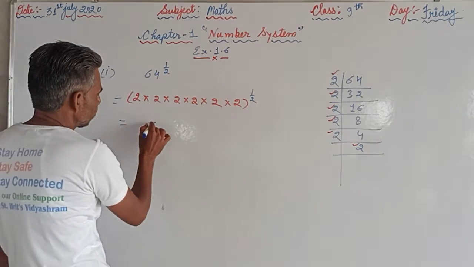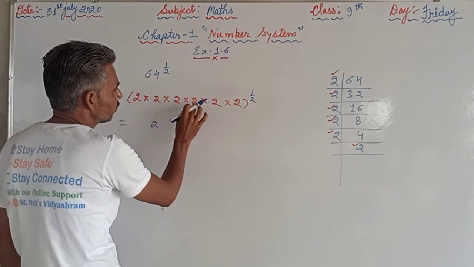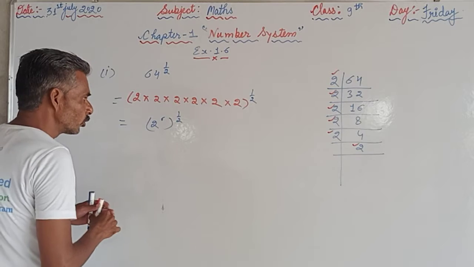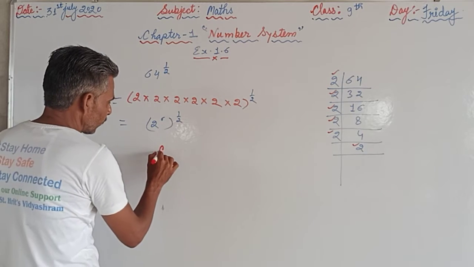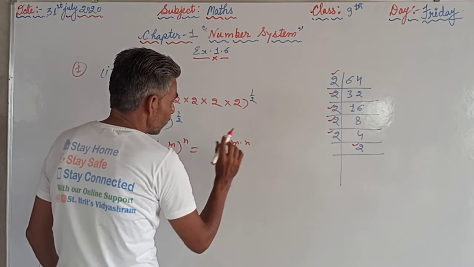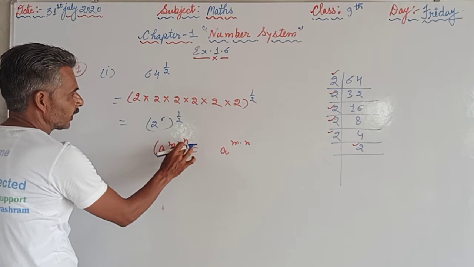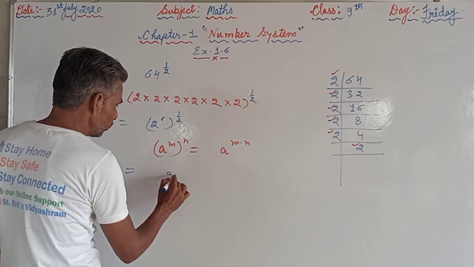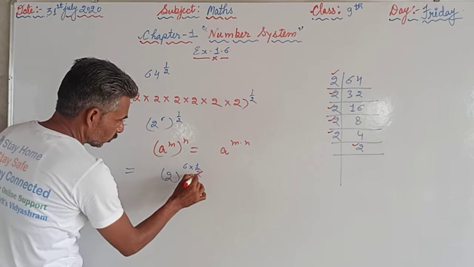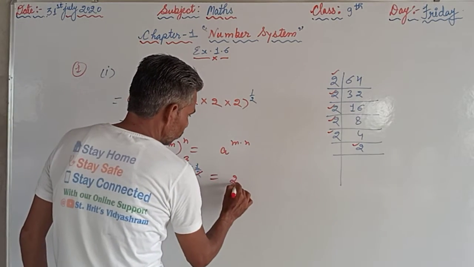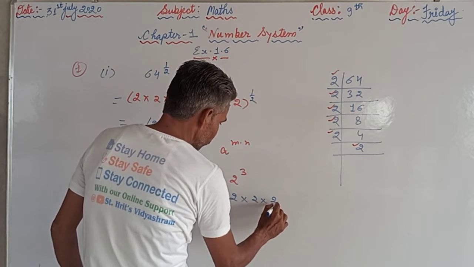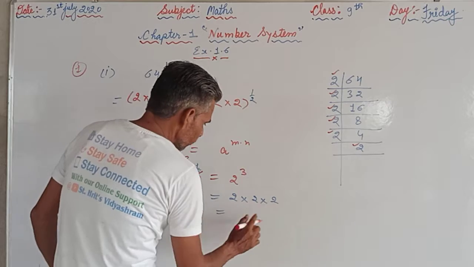From here we can write 2 raised to power 6, whole raised to power 1 upon 2. I told you if the numbers are given in the form of a raised to power m whole raised to power n, then the answer will be a raised to power m into n. So here m is 6 and n is 1 by 2. So we can write 2 raised to power 6 into 1 by 2. So 2 3s are 6, means it is 2 raised to power 3, means the answer will be 2 into 2 into 2, 2 2s are 4, 4 2s are 8.